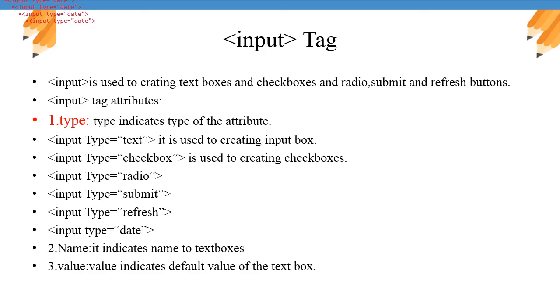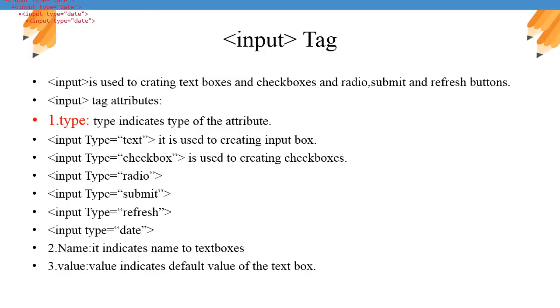Next I am going to explain the input tag in detail. The input tag is a subtag of the form tag. The input tag is used for creating text boxes, check boxes, radio buttons, submit buttons and refresh buttons, etc. The input tag mainly contains three attributes: one is type, the second is name and the third is value. First one is type. Type indicates whether we are creating text, or a checkbox, or radio, submit, refresh, date, etc.